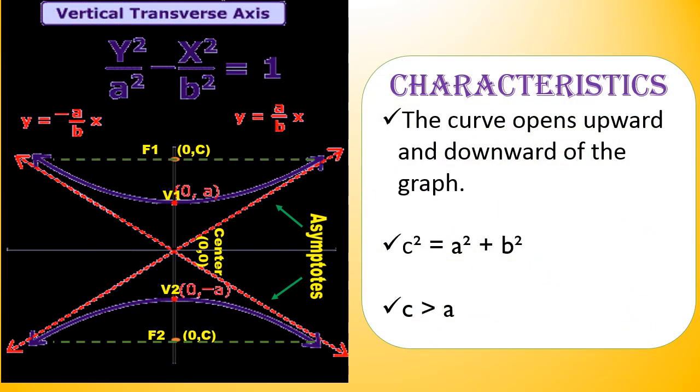Next hyperbola illustration is the vertical transverse axis, where the center is at the point of origin with ordered pair (0, 0). As you can see in the graph, the points of the vertices and the foci lie along the y-axis. Notice that the curve opens upward and downward.